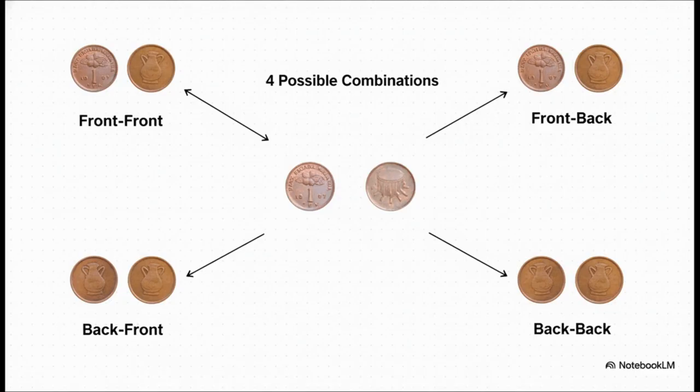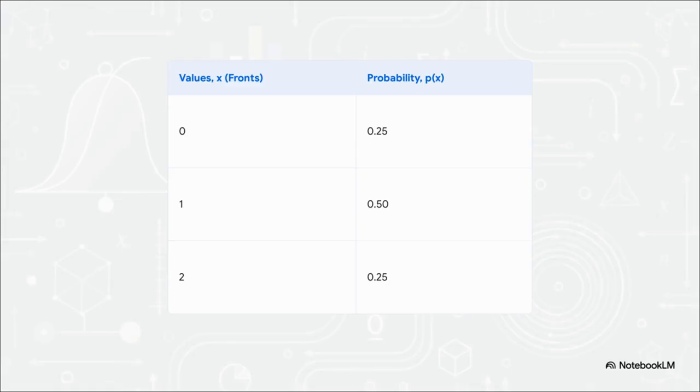And believe it or not, this simple little experiment gives us everything we need to build our very first probability distribution. And boom, here it is laid out in a simple table. So the chance of getting 0 heads, that's the tails-tails outcome, is 1 out of 4, or 0.25. The chance of getting exactly 1 head, which could be heads-tails or tails-heads, is 2 out of 4, so that's 0.50. And the chance of 2 heads, well, that's just the heads-heads outcome, so that's 1 out of 4 again, or 0.25. And check it out, 0.25 plus 0.50 plus 0.25, it adds up to exactly 1.